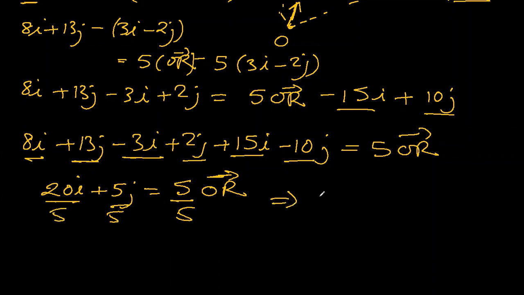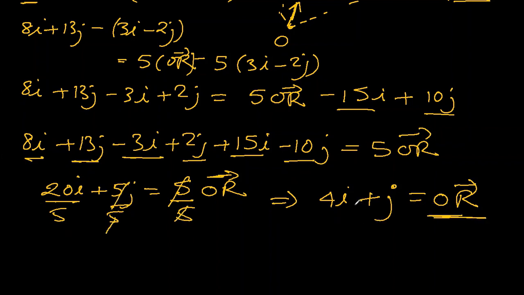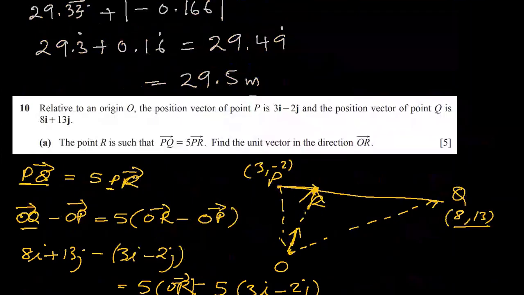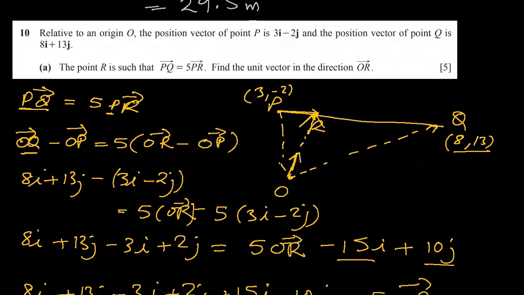So what does this give us? 4i plus j equal to OR. 5 and 5 cancel, and 20 over 5 is 4. So we got the position vector of R, which is 4i plus j. Let me show it on the picture here. So if this is OR, we just got it.